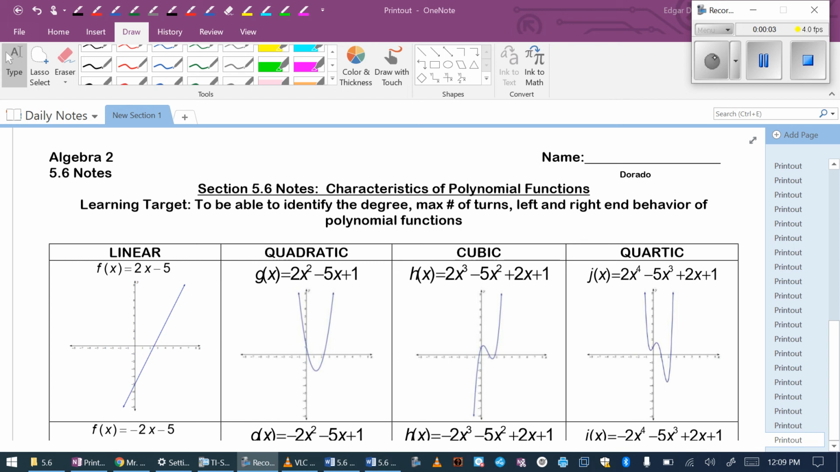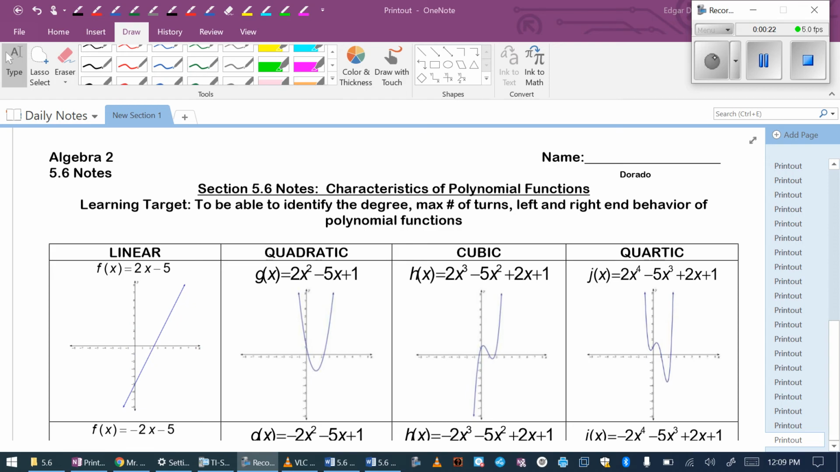Hey guys, so today we're going to go ahead and start 5.6 notes. This is day one. It is a 3 day section. So we will have three separate videos for this, but I'm going to go ahead and start off with day number one. And basically, guys, what we're doing here in this section is we're going to look at the characteristics or some of the key features of polynomial functions.